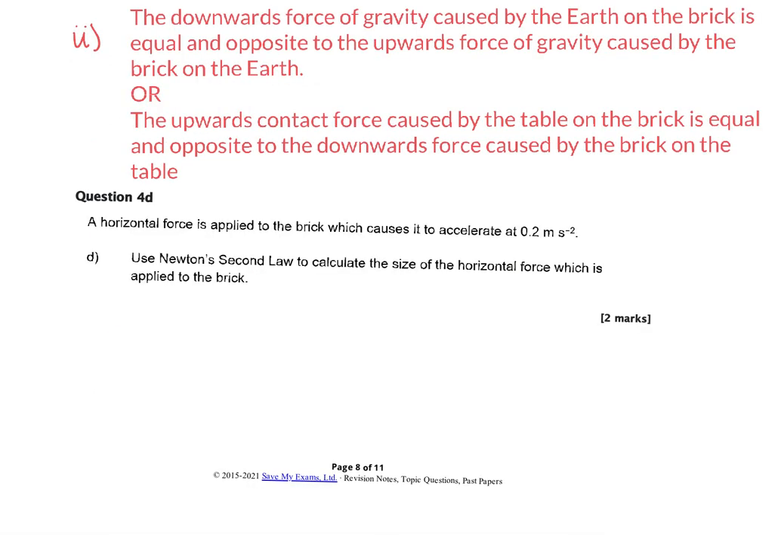Question 4d, a horizontal force is applied to the brick which causes it to accelerate at 0.2 meters per second squared. Use Newton's third law to calculate the size of this force. So we're going to use F equals ma. We're working out the force, so we're going to take the mass that we had earlier, 1.5 kilograms, times it by our acceleration, so we're going to get 0.3 newtons. That is our horizontal force.